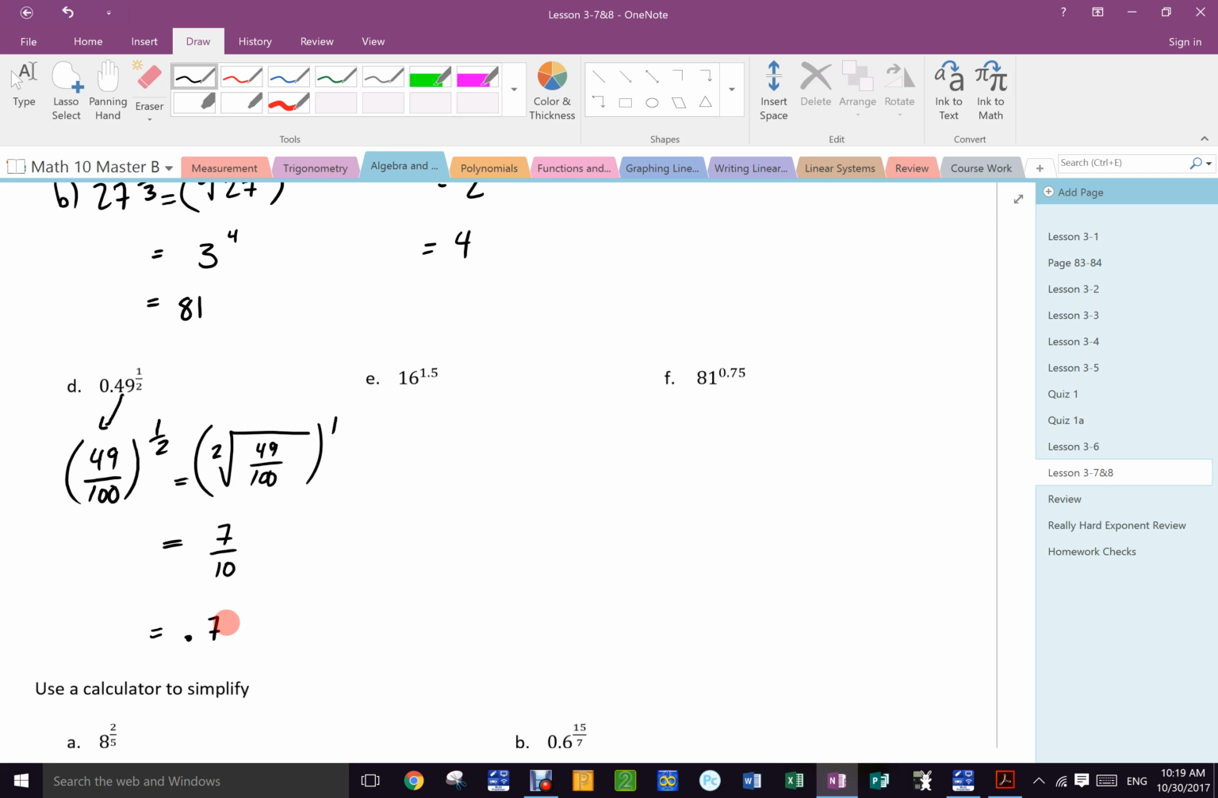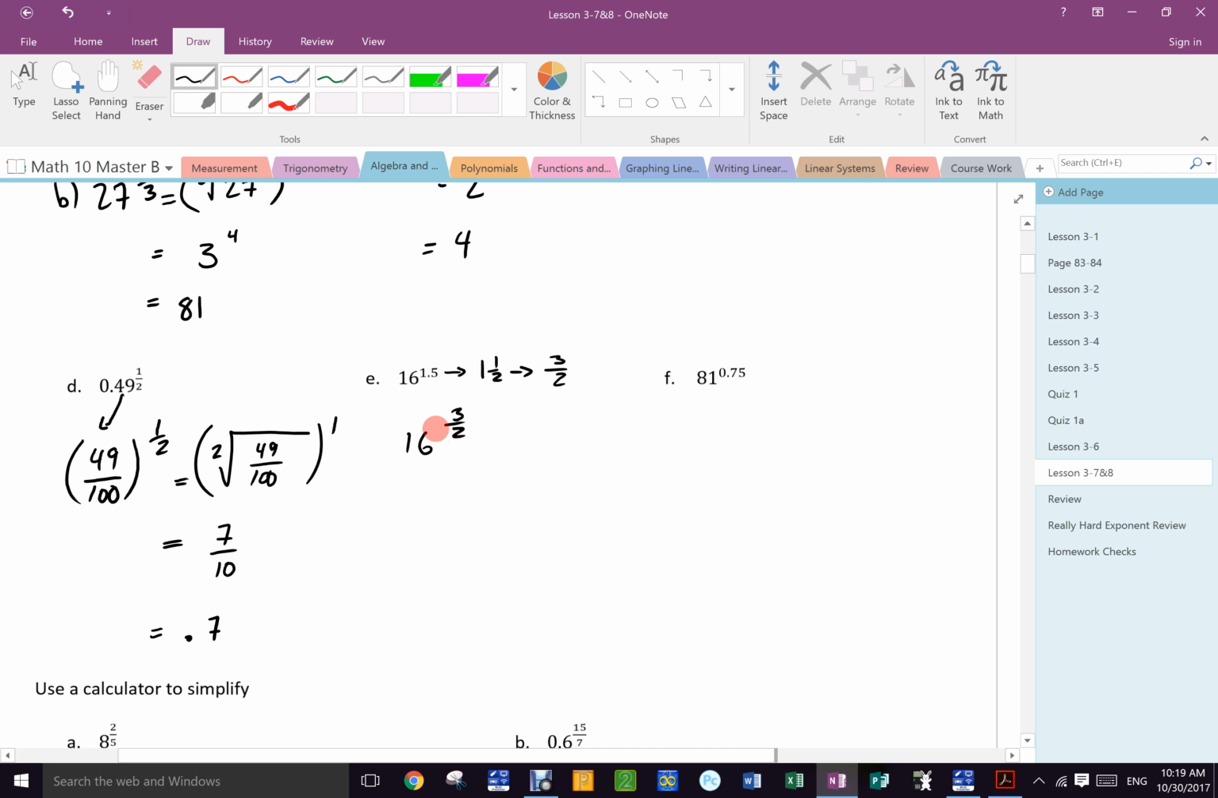Look at E. What's weird about E? It's got a decimal instead of a fraction. We know how to convert that though, don't we? What is 1.5 as a fraction? That's 1.5. What's that? 3 over 2. So isn't this 16 to the 3/2?